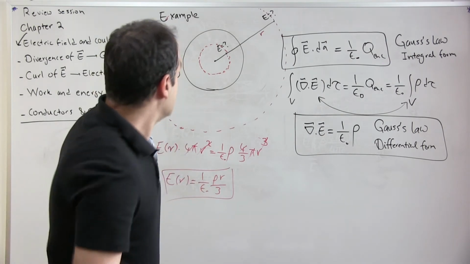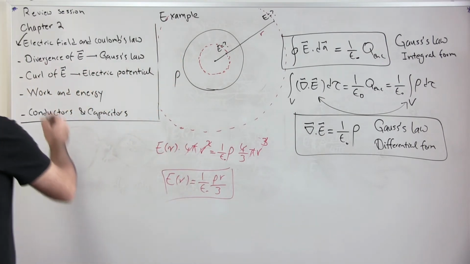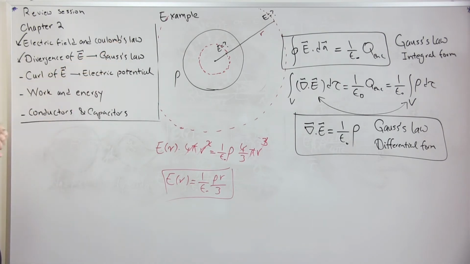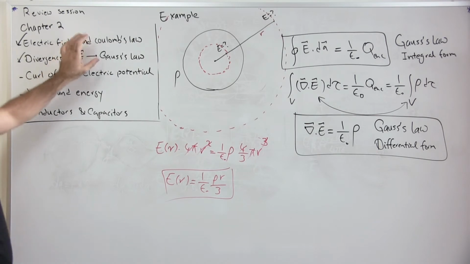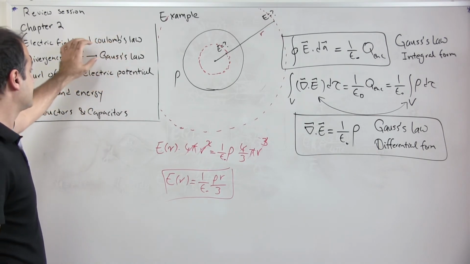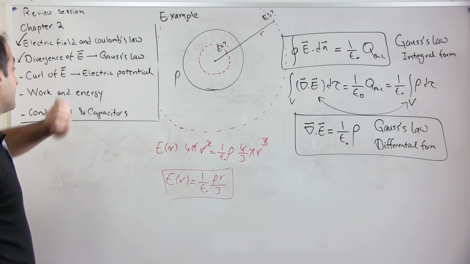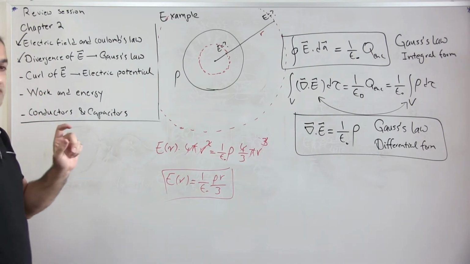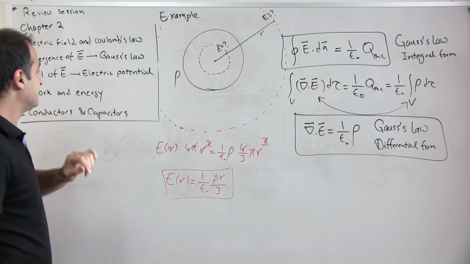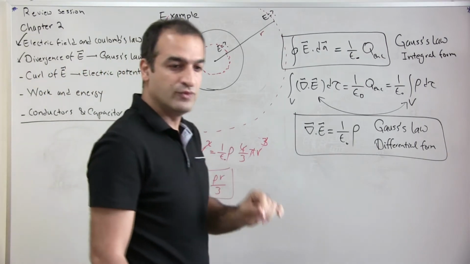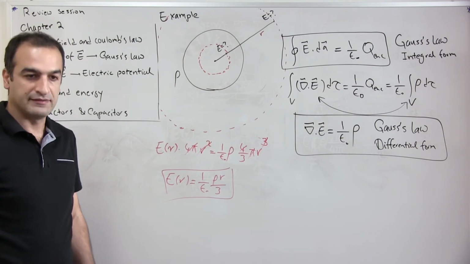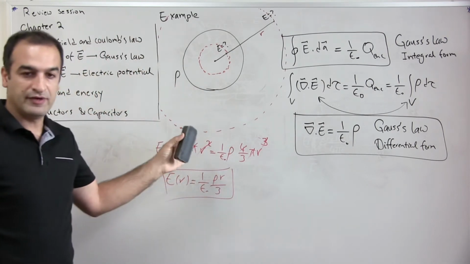So we looked at Coulomb's law to calculate the electric field. We looked at the divergence of E to calculate electric fields. Each of these methods is useful for certain problems, but they can be difficult for certain other problems. The next thing we're going to look at is the curl of the electric field, which is 0, and based on that, we can define electric potential, which is a way to calculate the electric field. Any questions so far?